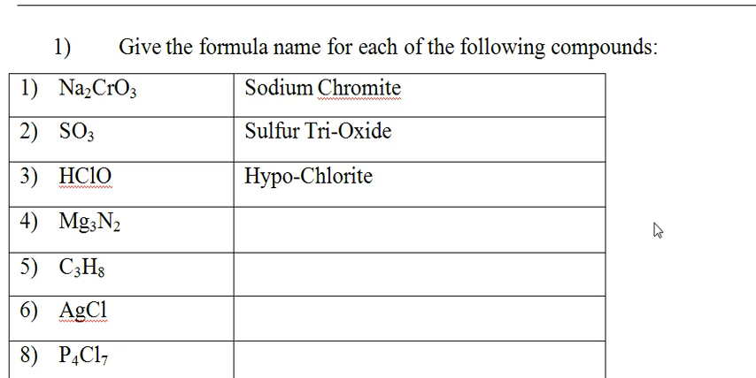Now, since we have an acid here, we're not going to leave it as ITE ending. We're going to drop the ITE and add OUS, because we have an acid. So if it ends in ITE, you put OUS. If it ends in ATE, you add IC.